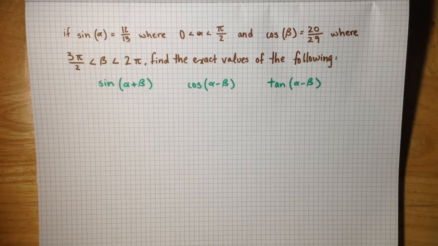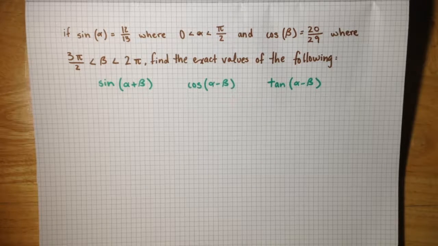If sine of alpha equals 12 over 13, where the measure of the angle alpha is between 0 and pi over 2 radians, and cosine of beta equals 20 over 29, where the measure of angle beta is between 3 pi over 2 radians and 2 pi radians, find the exact values of the following: sine of alpha plus beta, cosine of alpha minus beta, and tangent of alpha minus beta.